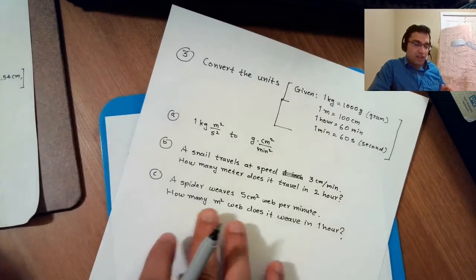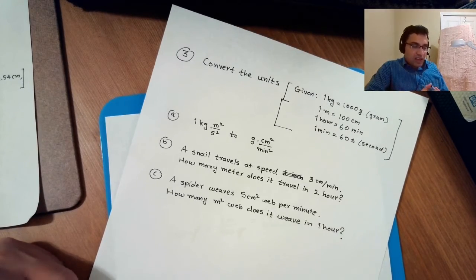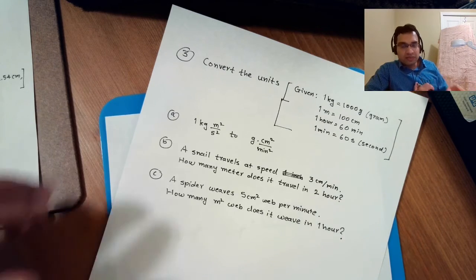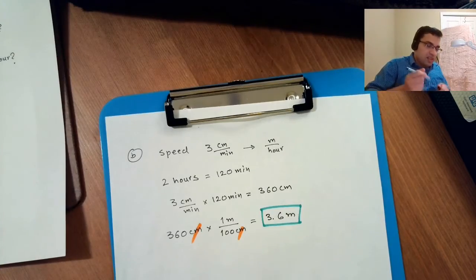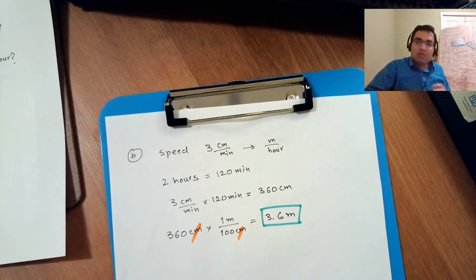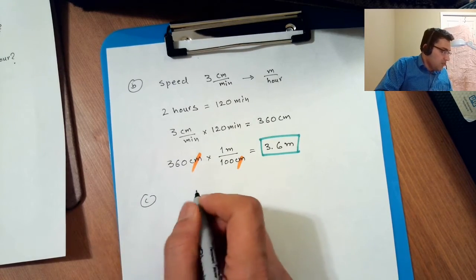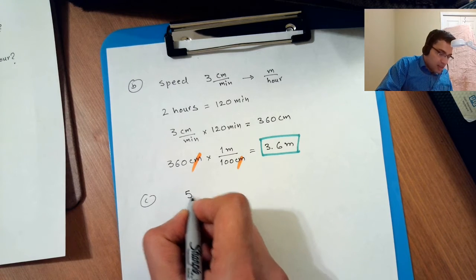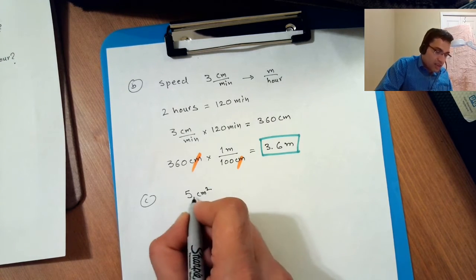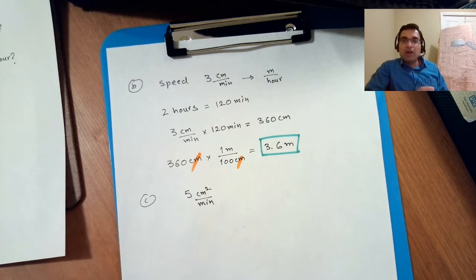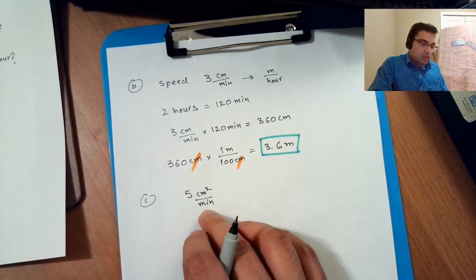a spider. Okay. A spider is weaving a web at 5 centimeters per minute. So, how many meter square web does it weave in 1 hour? Okay. This is kind of like this problem, but it's a little more complex because it has squares in it. Okay. So, it weaves a web at the speed. Well, it's not really a speed, right? It's area, 5 centimeters square per minute. It's an area per unit of time, 5 centimeters square per minute.